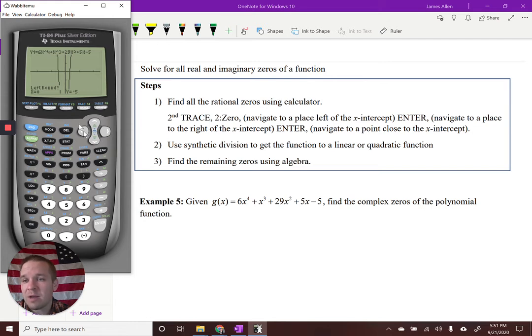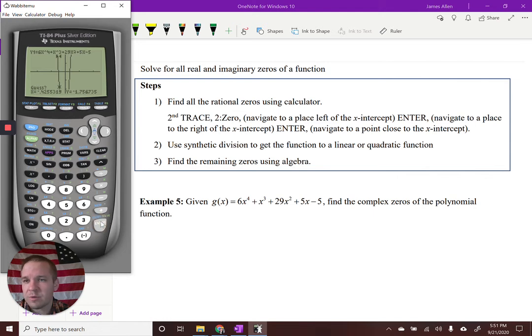And then I got to go to my left bound. So I'm going to look for this one right here first, the negative one. So I'm going to arrow to the left, and we're going to see a little guy. There it is. So I got to go to the left of that point, that 0. So I'm to the left now. I'm above it and to the left. That might be backwards the way I'm looking at it. I'm going to hit enter, and then I'm going to go to the right.